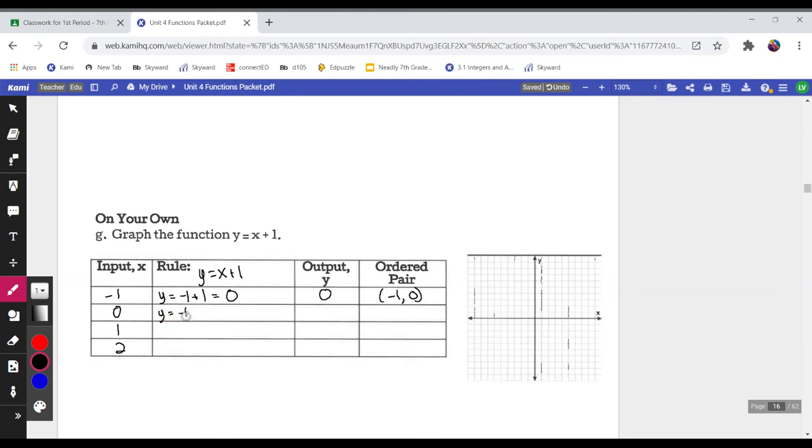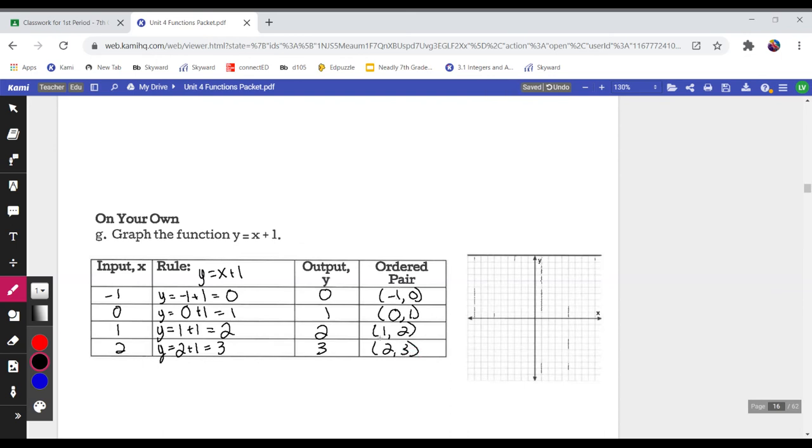Next, y equals 0 plus 1, which equals 1. My output is 1. That gives me 0, 1 is my ordered pair. Next equation, y equals 1 plus 1. Well, 1 plus 1 equals 2, so my output is 2. My input is 1, so it's 1 comma 2. Next, I have x equals 2, so y equals 2 plus 1. That equals 3. So my ordered pair is 2 comma 3.